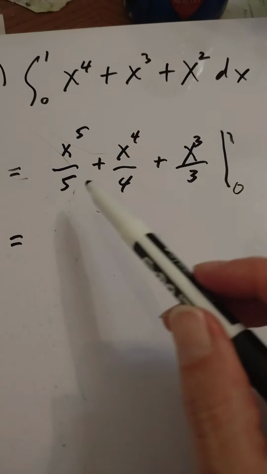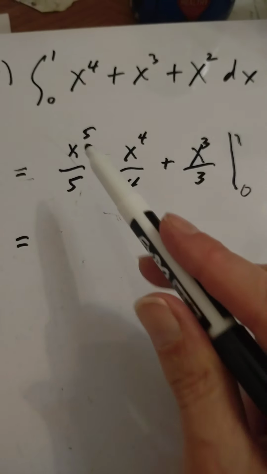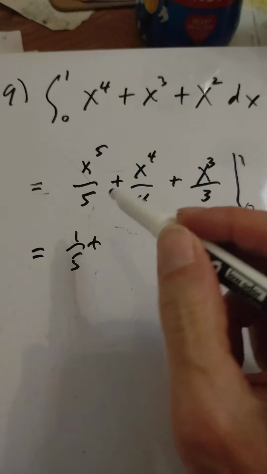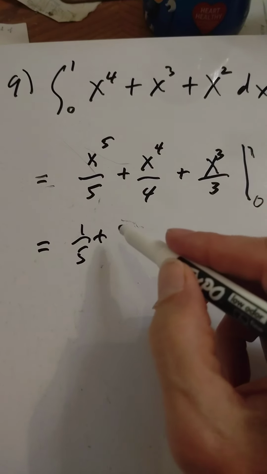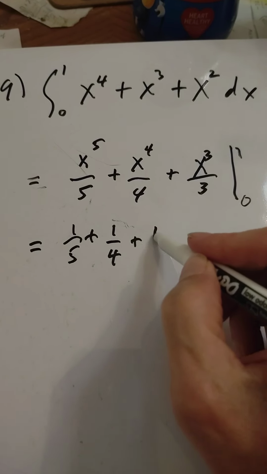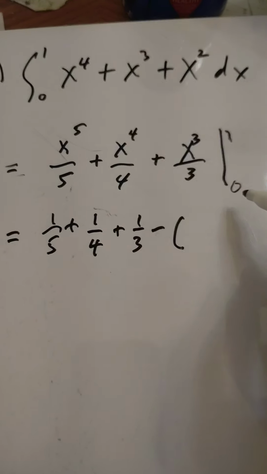So when x is 1, what is 1 to any power? The answer is 1. So this first term just becomes 1 over 5, or 1/5. Plus, when x is 1, x to the fourth is still 1, so 1/4 we get. Plus 1/3, minus the expression, and now we input the lower limit, 0.